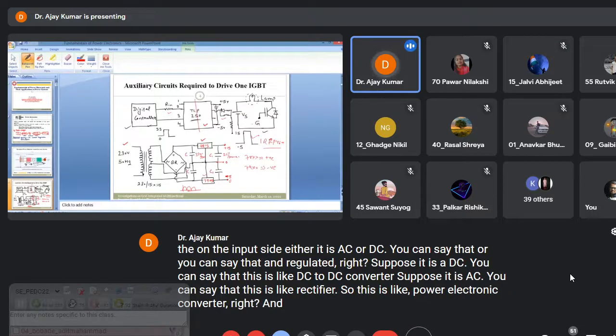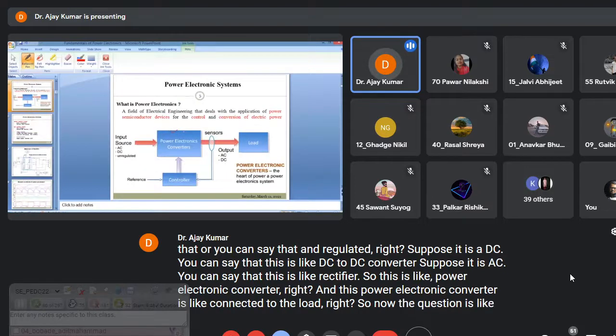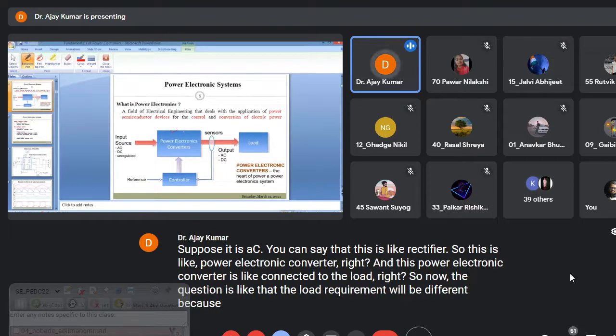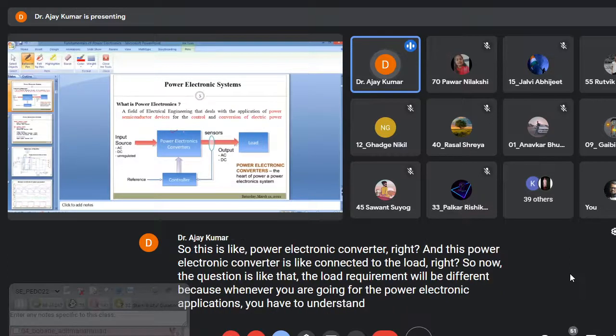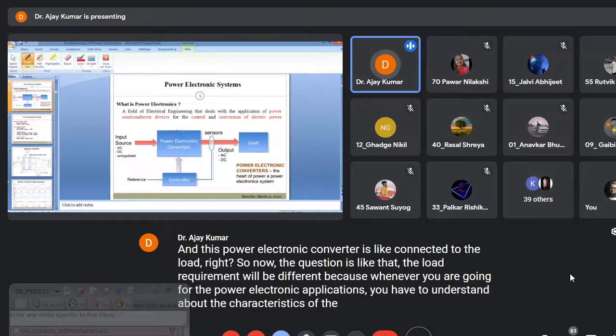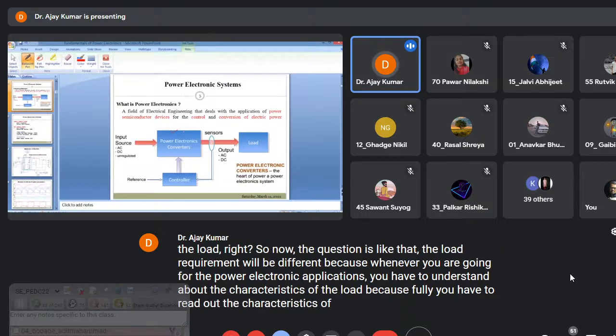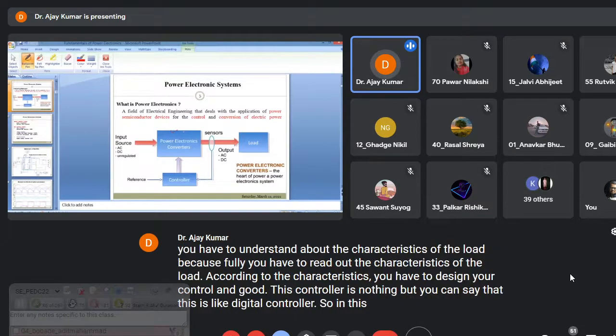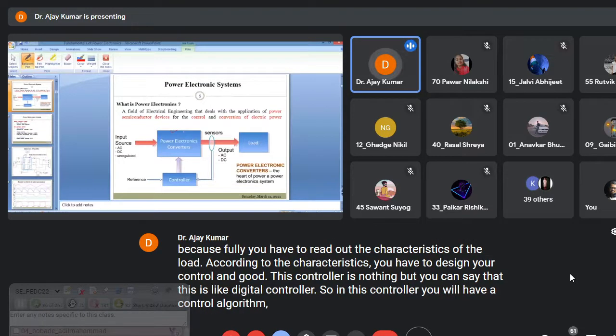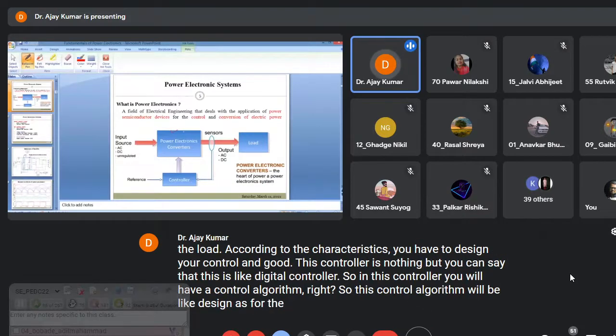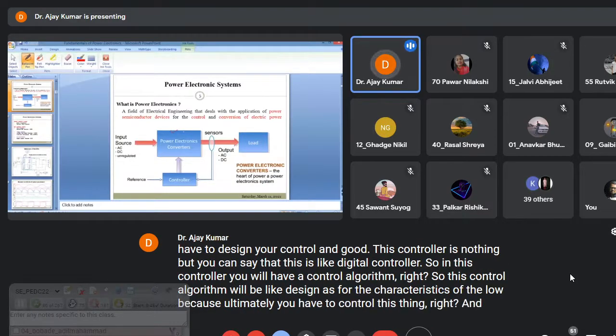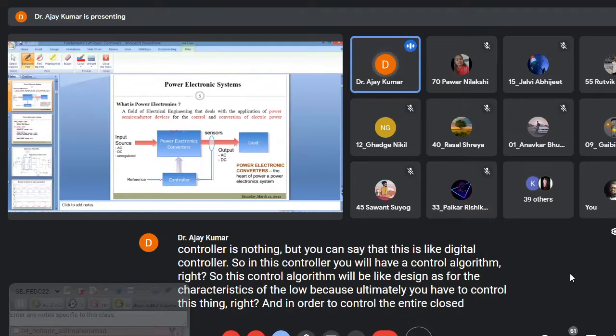Now the question is that the load requirement will be different, because whenever you are going for power electronic applications, you have to understand the characteristics of the load, you have to read out the characteristics of the load fully. According to the characteristics, you have to design your control algorithm. This controller is a digital controller. In this controller, you will have a control algorithm, and this control algorithm will be designed as per the characteristics of the load, because ultimately you have to control this, right? And in order to control the entire closed loop system, you need a sensor, right?